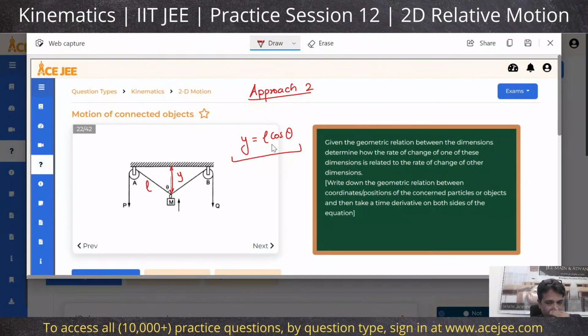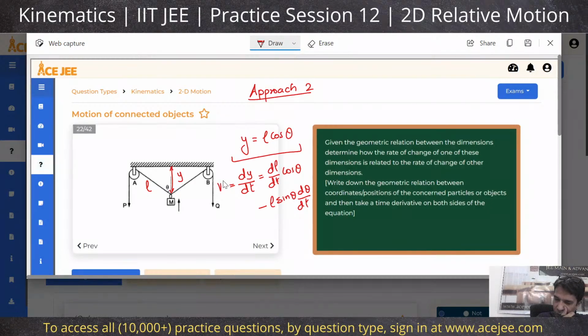Now, if you differentiate with respect to time, what do you get? dy by dt is equal to dl by dt cos theta minus, don't forget the differentiation of the other term, L sin theta d theta by dt. The reason we have minus is that if you differentiate cos theta, you'll get minus sin theta. Yes, Peter? Clear? Okay. Yes, sir.